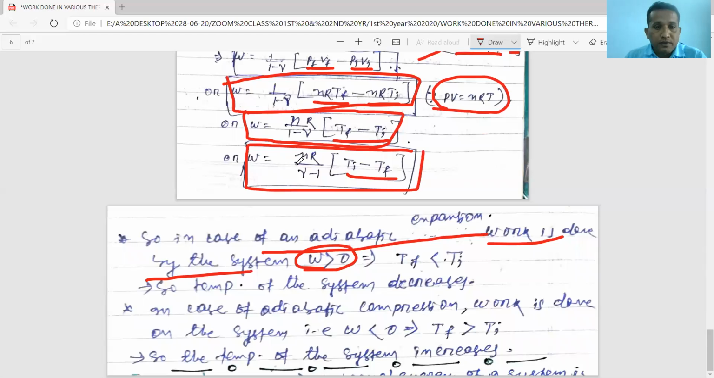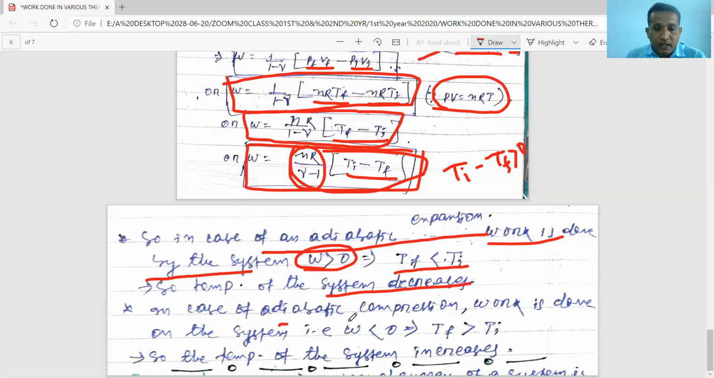So if W is positive, that means this right hand side also will be positive. So nR by gamma minus 1 is positive, and Ti minus Tf will be positive. So Ti minus Tf is greater than 0. That means Ti is greater than Tf, or we can write Tf is less than Ti. So that means the temperature of the system decreases. So in case of expansion, temperature decreases.